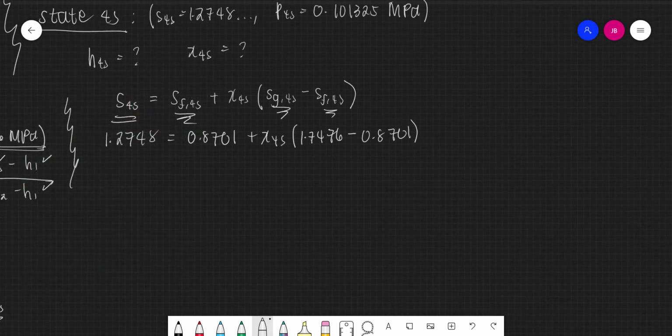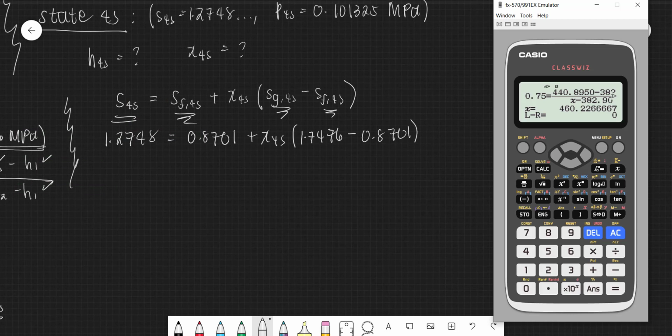Solve natin si X4S using our calculator. Let us just input this equation first. Press Shift, click Solve, and then input a value na nasa pagitan ng 0 at 1 dahil alam natin na ang quality ng isang mixture ay between 0 and 1. So we have X4S that is equal to 0.4612.